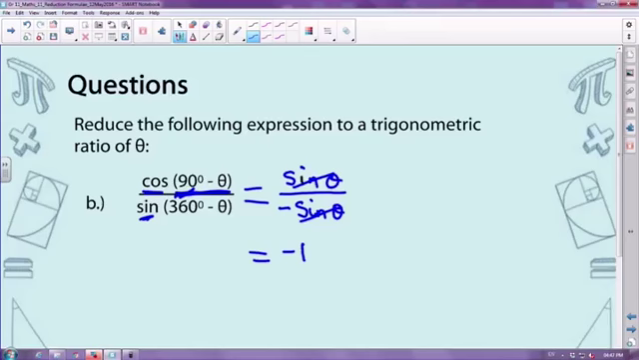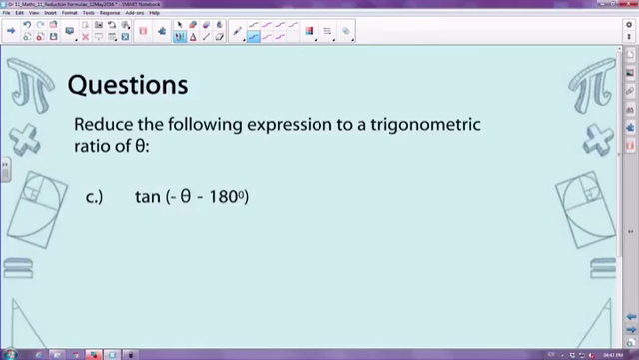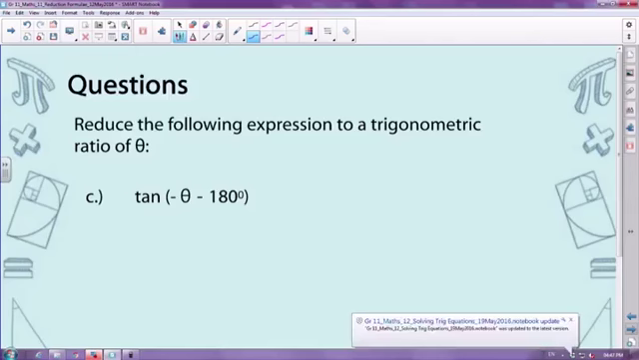I hope that helps, guys. Now, the next problem, I'm going to do it as an example for you because it might be a bit tough for some of us. Reduce the following expression to a trigonometric ratio.